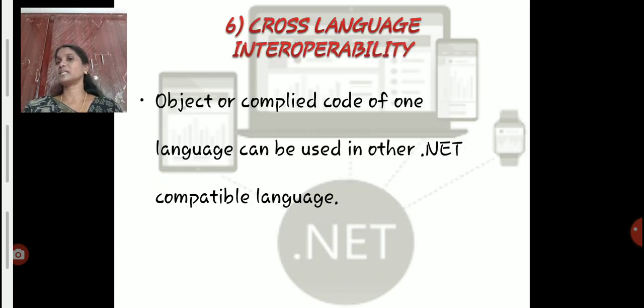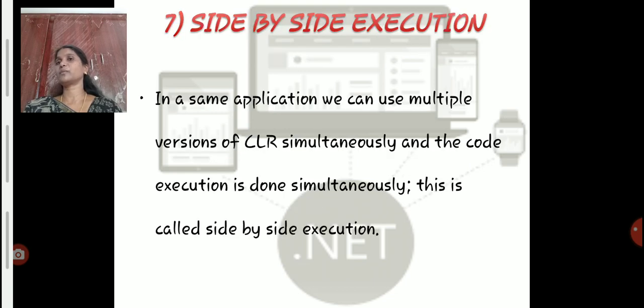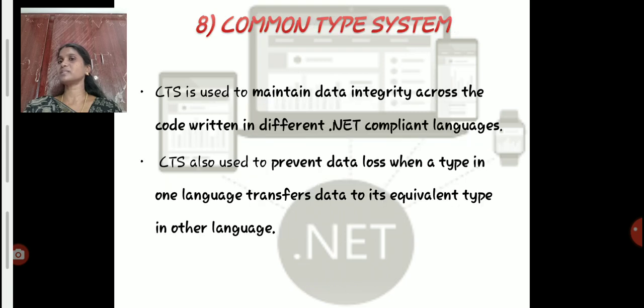Then cross-language interoperability. The compiled code or object code of one language can be used in another .NET compatible language. That benefit is there in CLR as always. So that is called cross-language interoperability. The next one is side-by-side execution. We can use more than one common language runtime simultaneously to execute an application. In the same application, we can use multiple versions of CLR simultaneously, and the code execution is also done simultaneously. So this is called side-by-side execution.